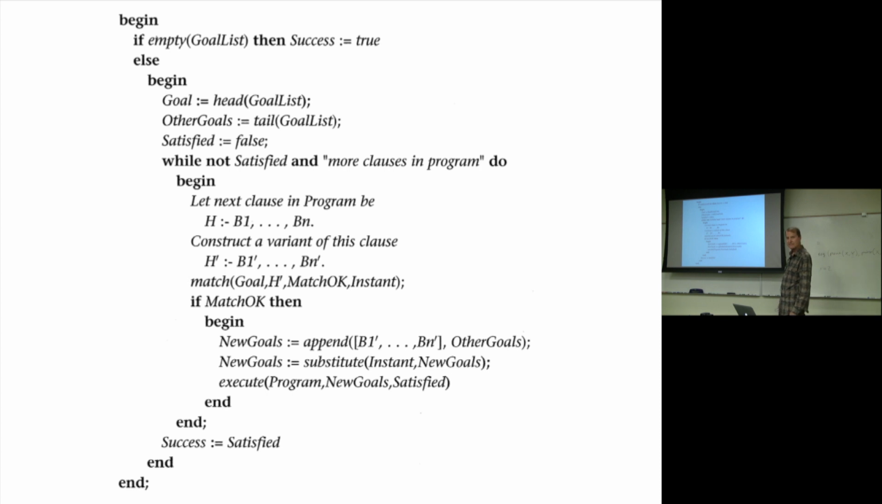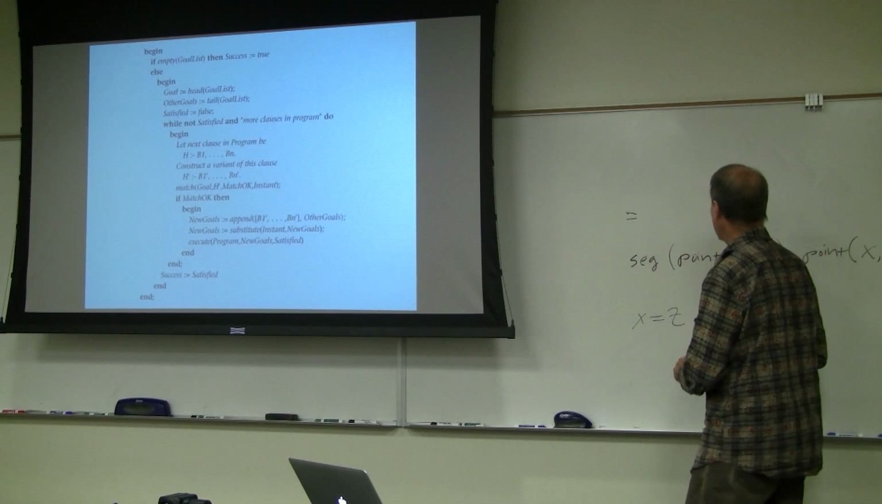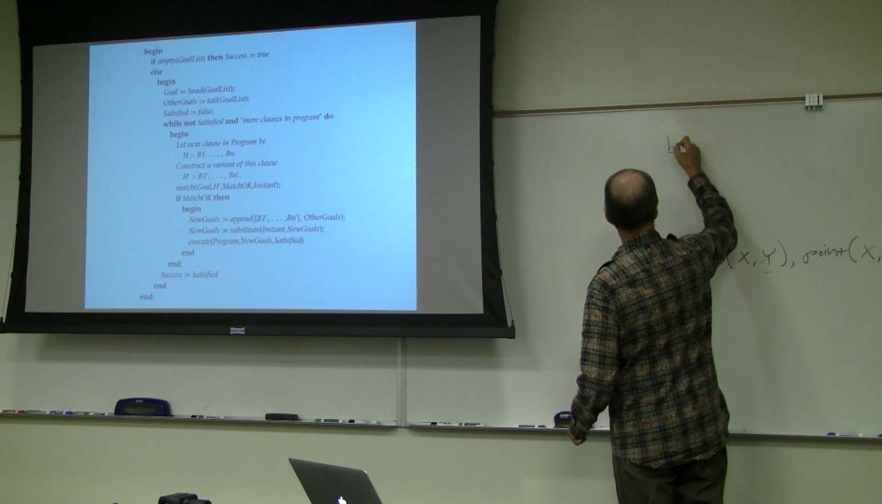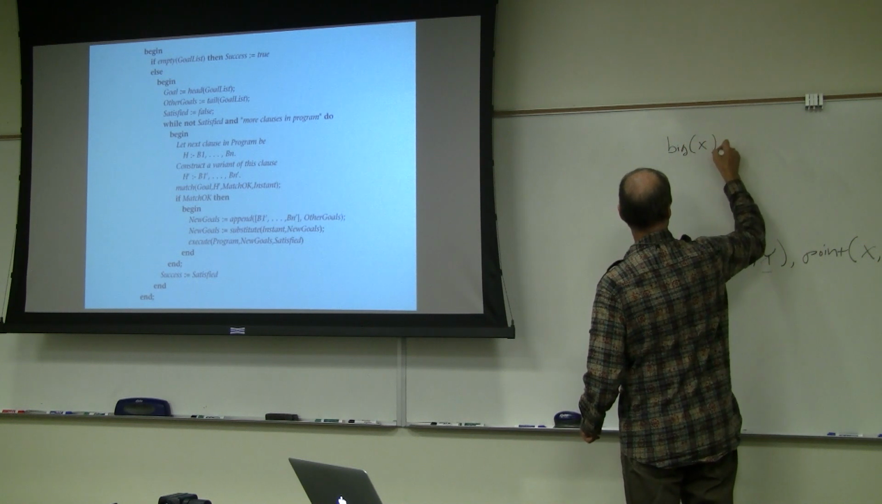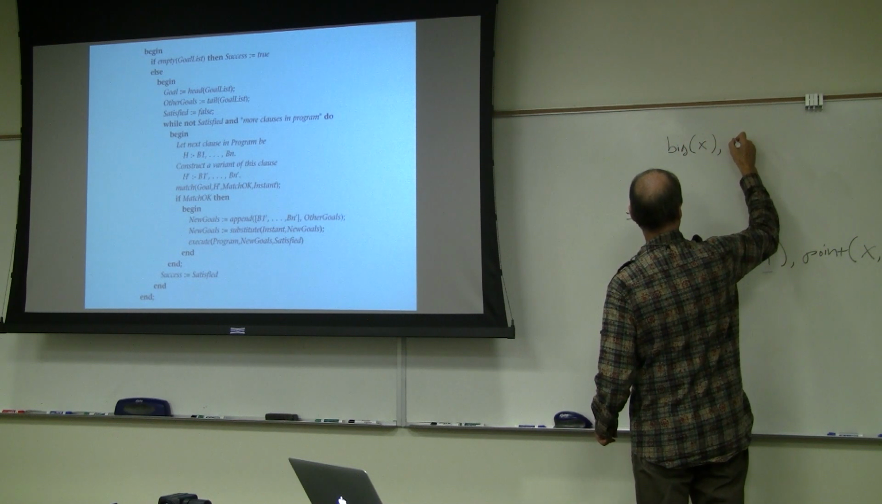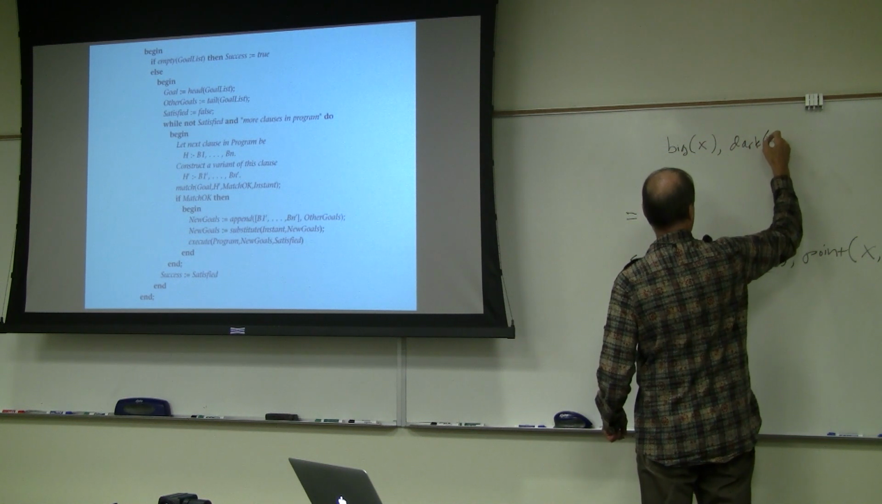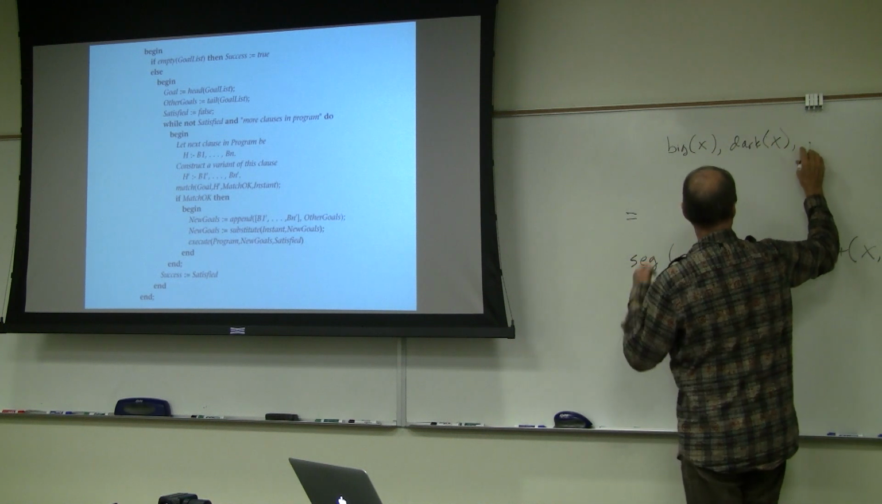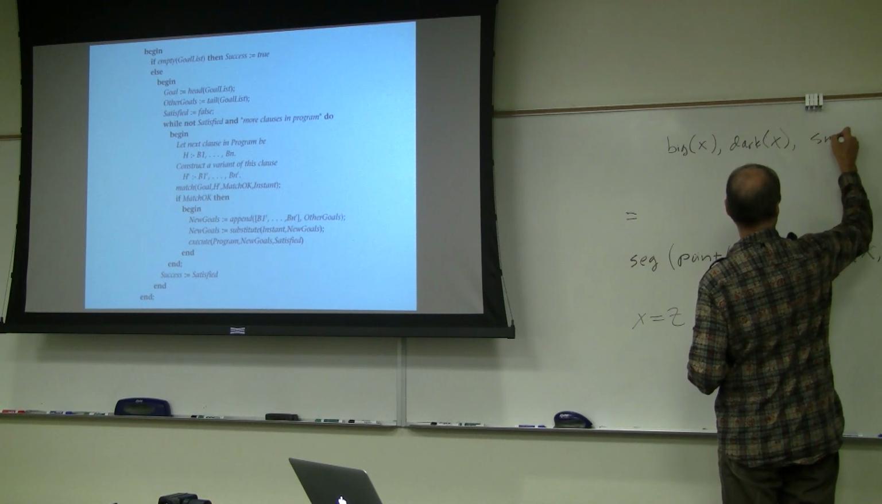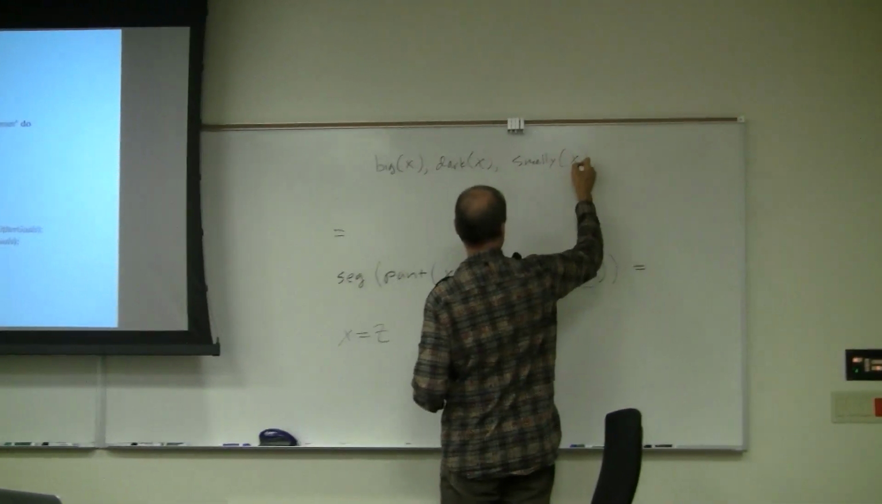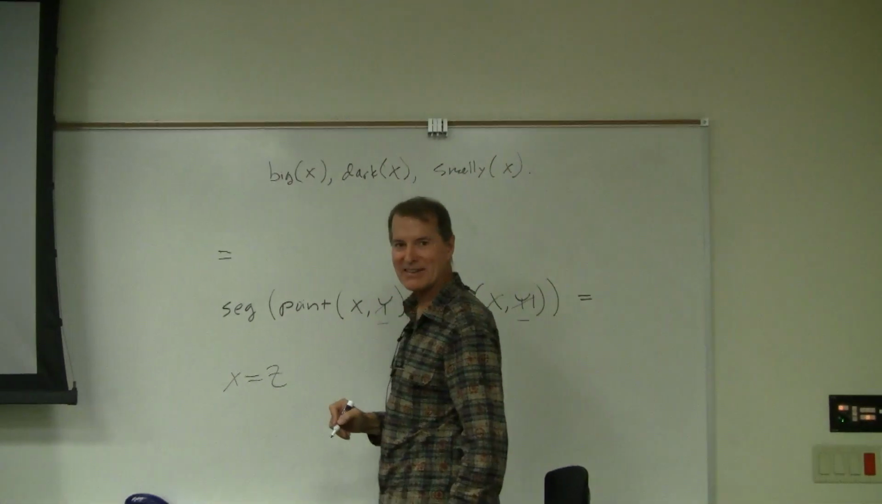Yeah. For the goal and other goals, where you have head and tail, can you explain that just a little bit more? Because I'm a little fuzzy. Yeah, so the question is about this goal and other goals. Remember the example that we did, like big X, comma, dark X, and let's say smelly. Like you have some skunk. You know, skunks are smelly, something like that.